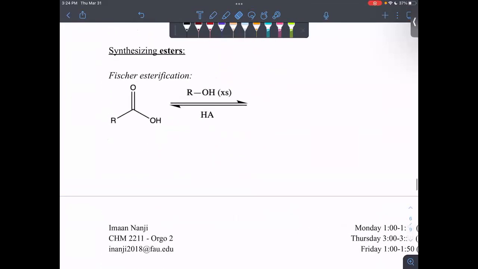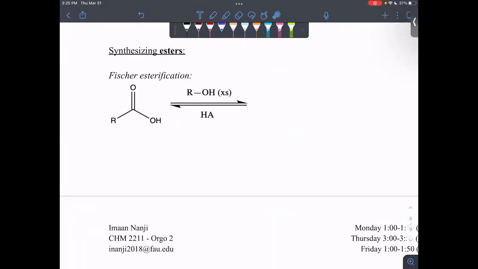So to make esters, you can use Fischer esterification. Notice how the other reactions we did were just one arrow. It only goes in one direction mostly. But for Fischer esterification, we're going from a carboxylic acid to an ester, and they're going to be at equilibrium because carboxylic acids and esters have the same reactivity. So it's going to be switching back and forth between the 2 derivatives.